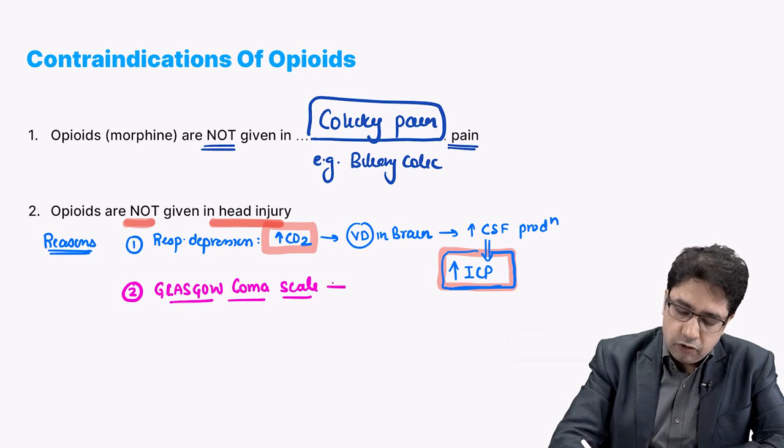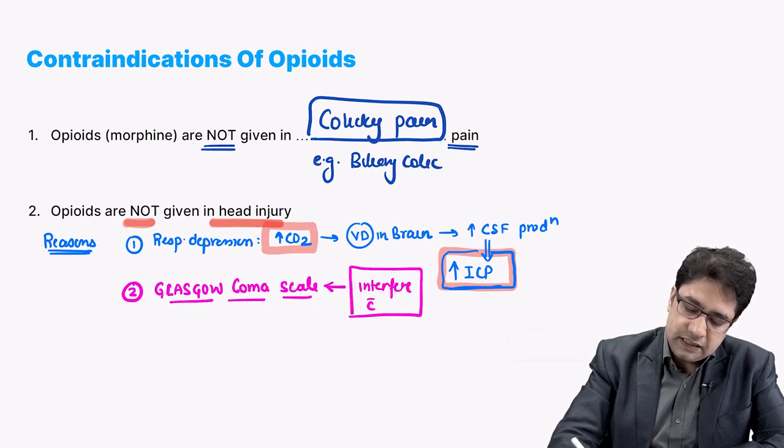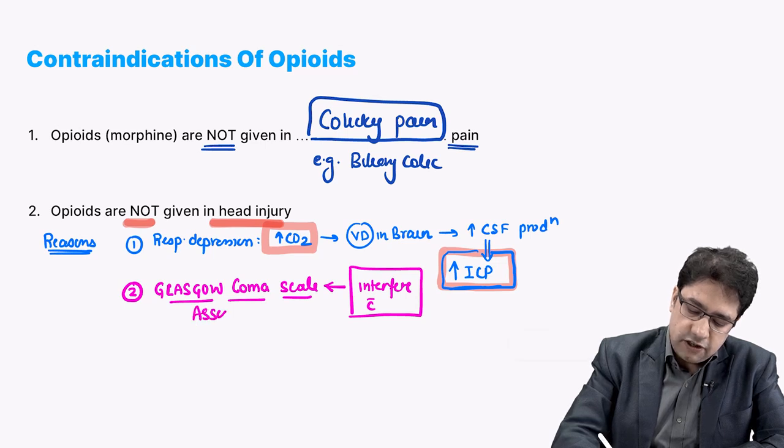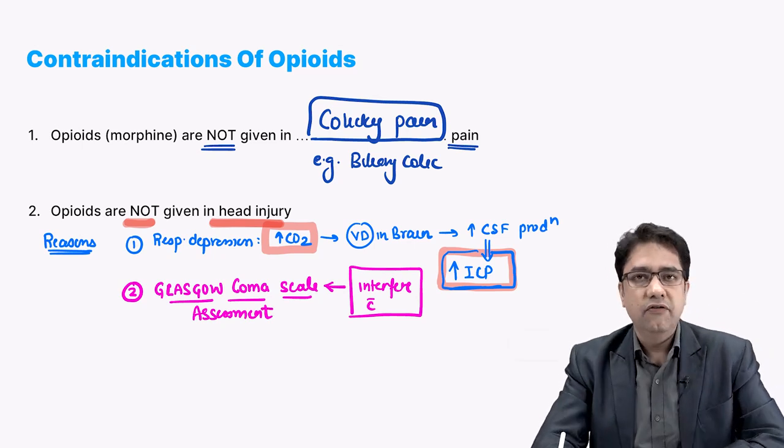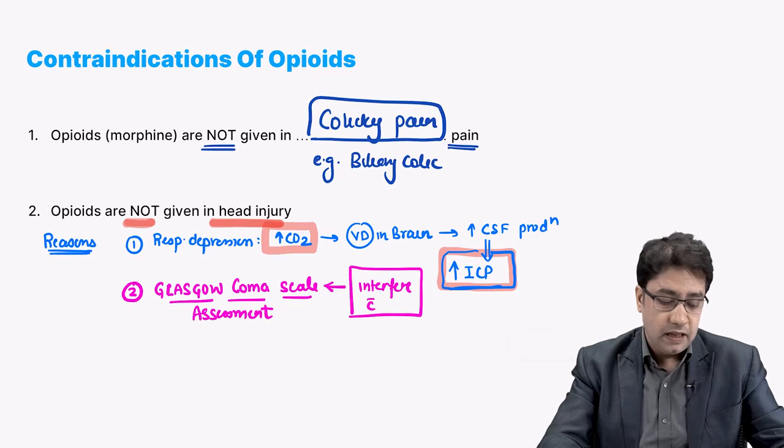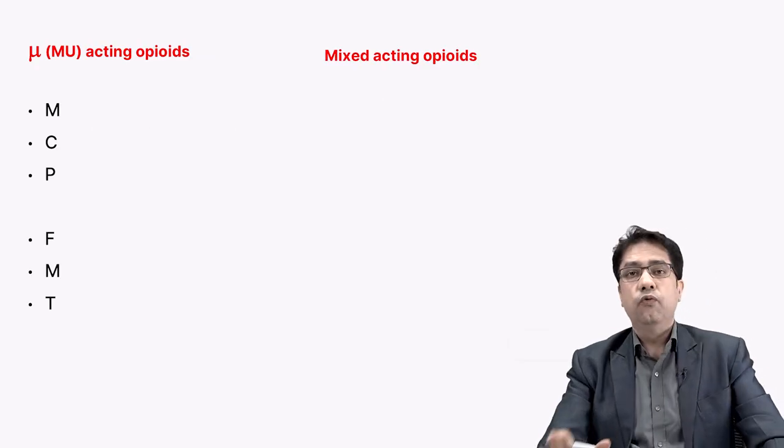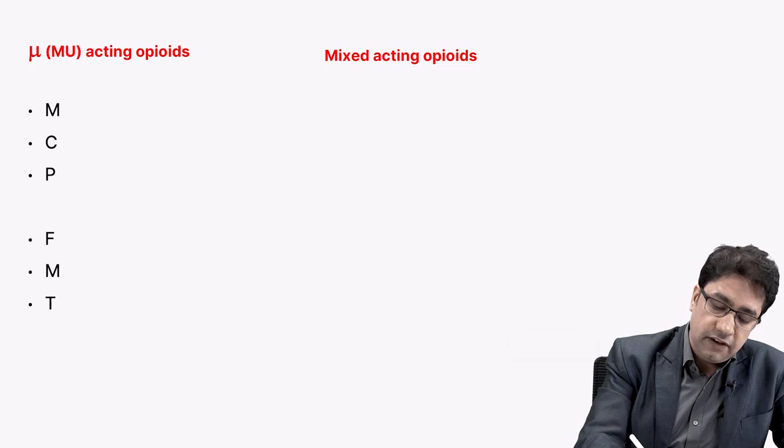Why don't we give opioids in head injury? Because opioids interfere with the Glasgow Coma Scale assessment of head injury. So these are the two reasons we don't give opioids in head injury patients. Now let's talk about the different drugs we have in opioids.